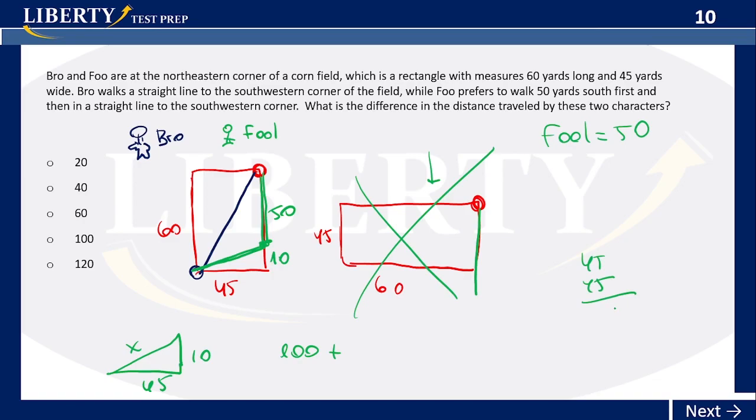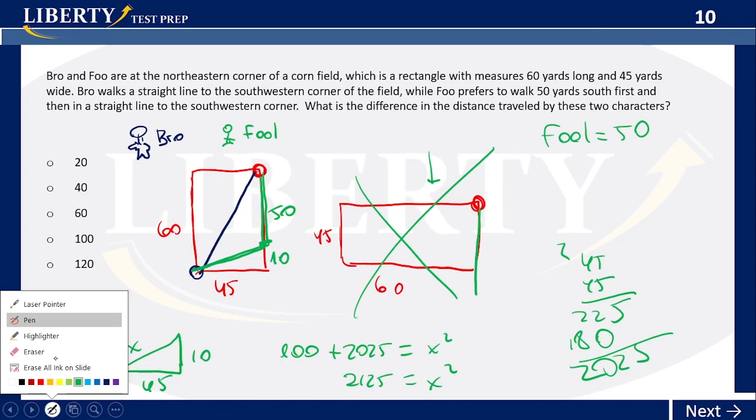45 times 45 is 2025. It's equal to x squared. Now, 2025 plus 100 is 2125. So 2125 is equal to x squared. What's the value for x?